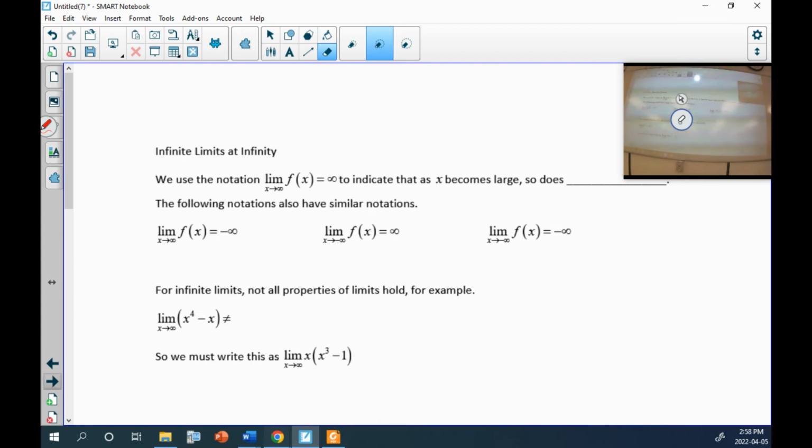Okay, so the notation here. Now what happens if you don't have a vertical asymptote or horizontal asymptote? You have one of those that I call slant asymptotes. So here we're just basically saying the limit as x gets bigger, the function also gets bigger.